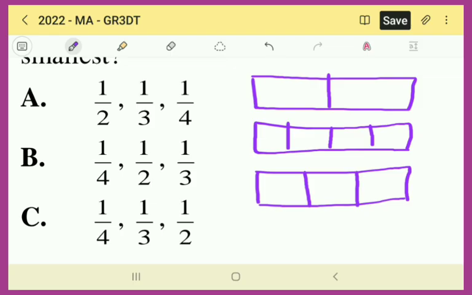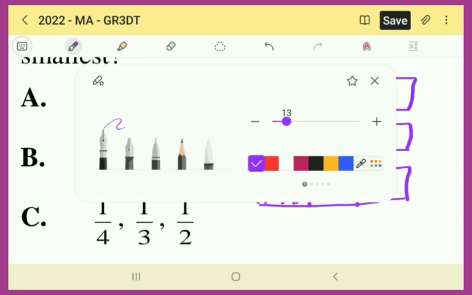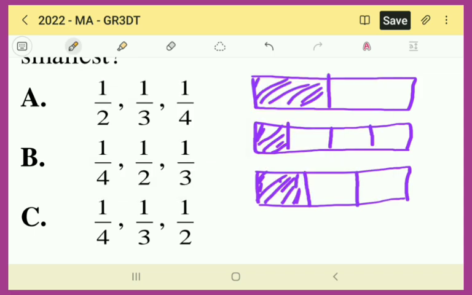All right, so let's go with the half. Let's take out a half. Let's take out one of the quarters because this one is divided into 4. And let's take out one of the thirds because we're dealing with a half, a quarter, and a third. I'm going to take a different color of pen, and I'm going to come down here.